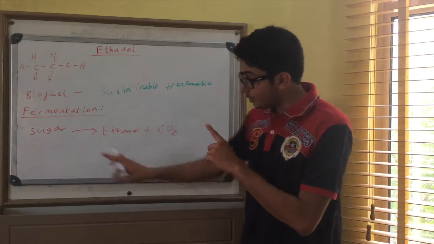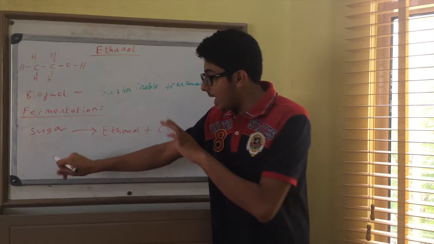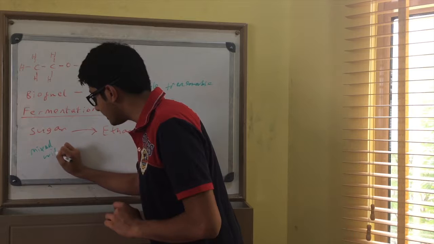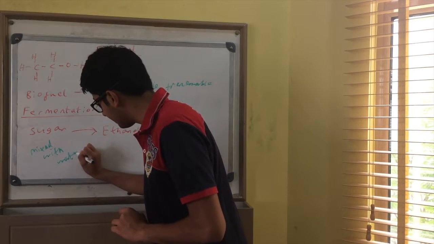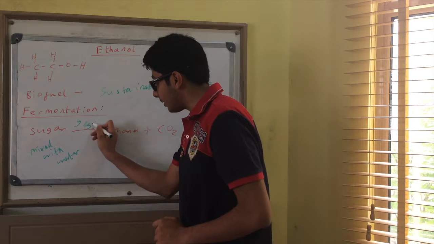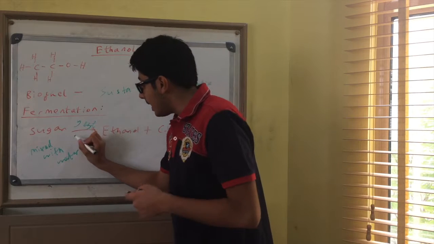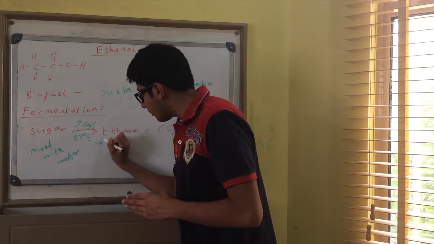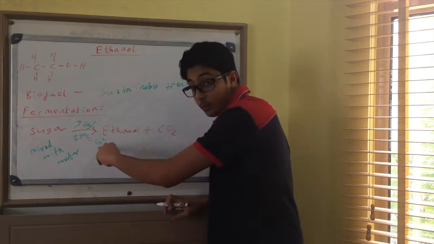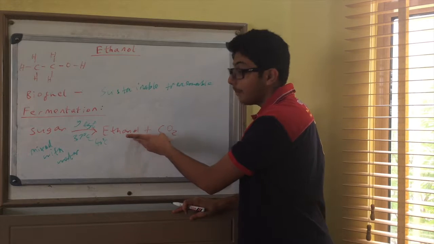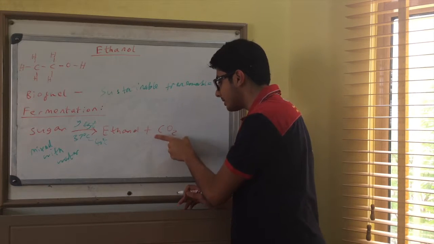So fermentation, first you have sugar. And sugar is usually mixed with water or dissolved in water. And we use yeast or other enzymes, and maybe 37 degrees Celsius or 40 degrees Celsius, within that range. It's going to give you ethanol, but it's also going to give you carbon dioxide.